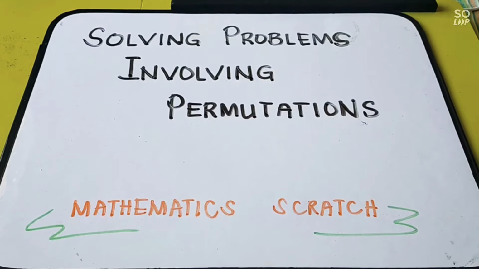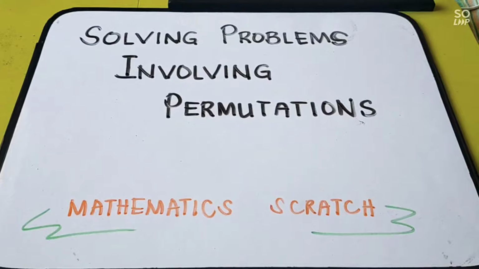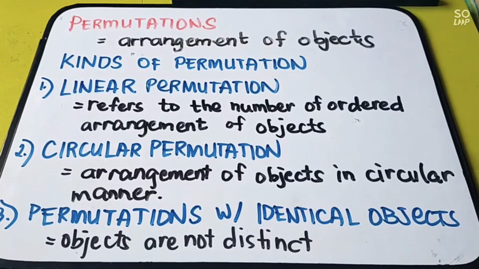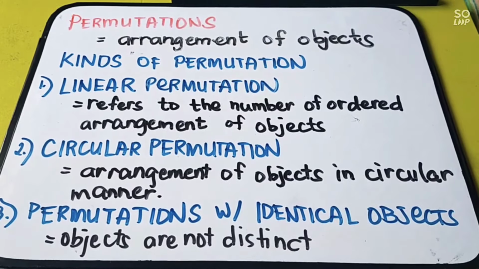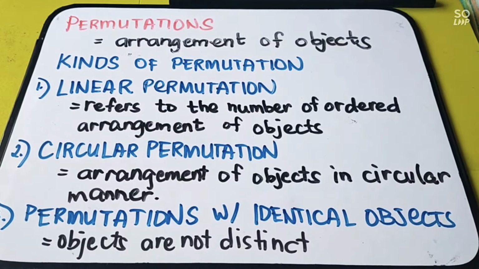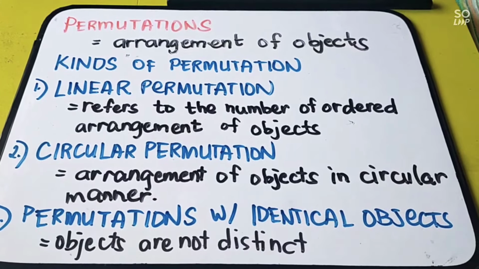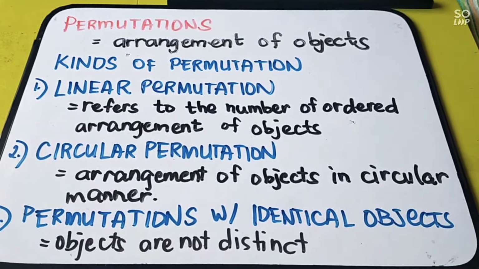Our topic for today is about solving problems involving permutations. Let us define first the following. The first one, we have permutation. So when you say permutation, it means arrangement of objects. So arrangement is very important with permutation.